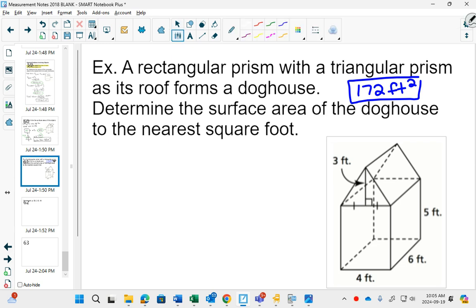So I'll start doing it, see if you have some of the same things, see if you've got some of the ideas right. We're doing the surface area of this. I'm going to label my rectangles. The bottom rectangle is 4 by 6. It would have an area of 24.